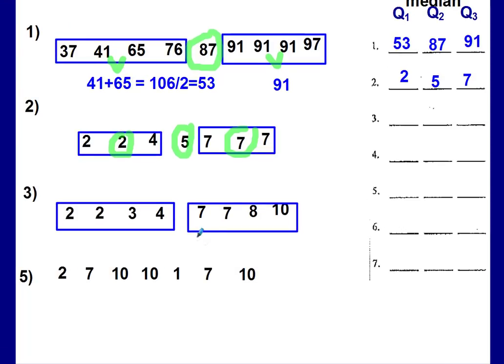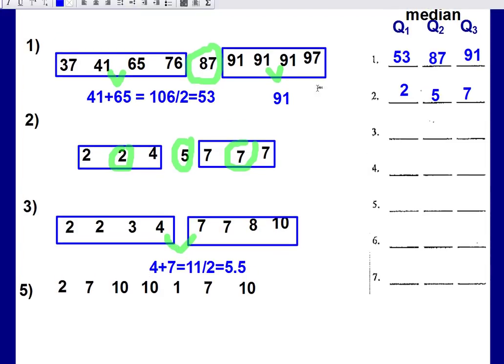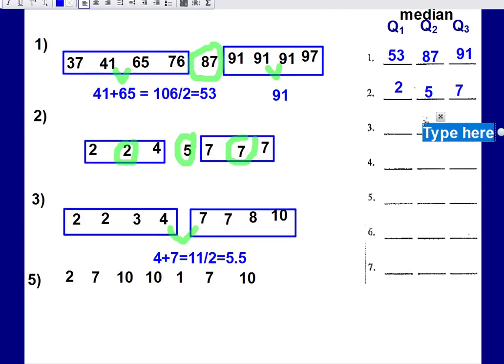And then if you look, there is no number in the middle like there was with 1 and 2. So that means I'm going to have to find the median of 4 and 7. What is the middle of 4 and 7? How do we do that? We add them together. 4 plus 7 equals 11. Divide that by 2. 11 divided by 2 is 5 and 5 tenths, 5.5. So the median, or quartile 2, is 5.5. And this is for number 3.